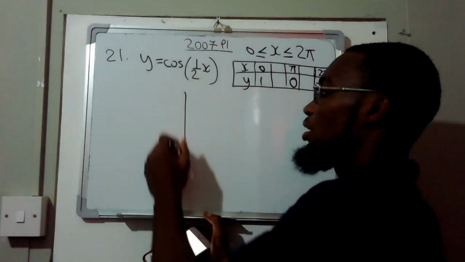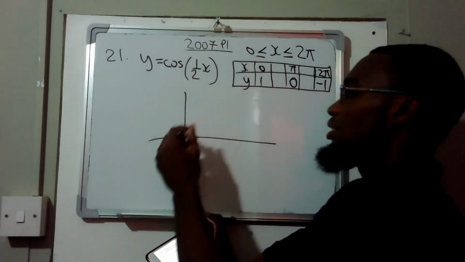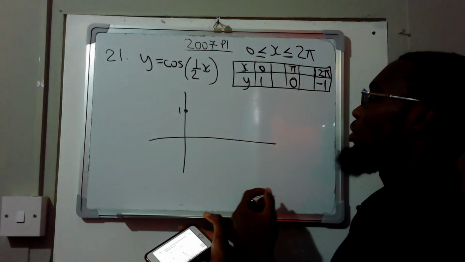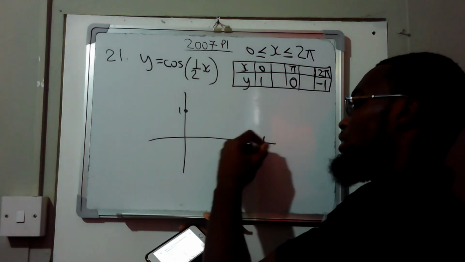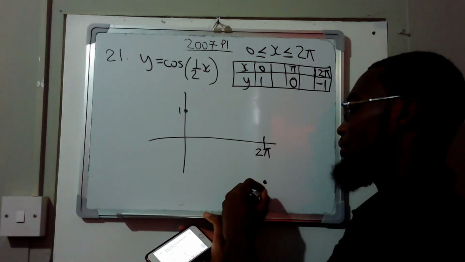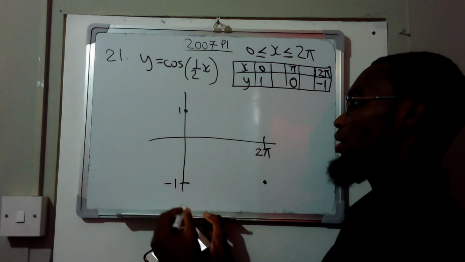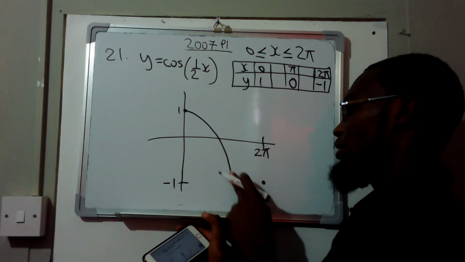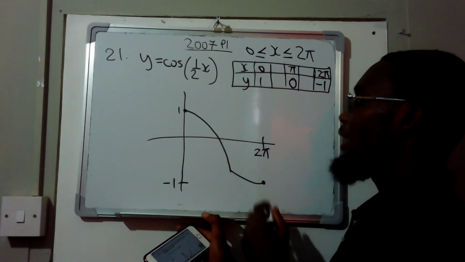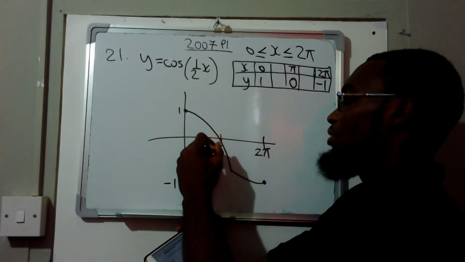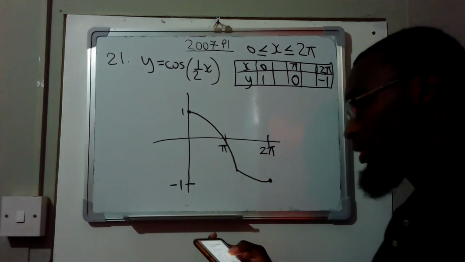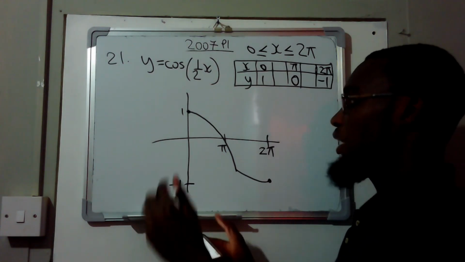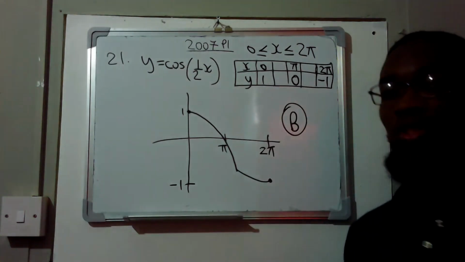So already we can see how the graph is going to look. When x is 0, the y value is 1, so this is a maximum point. When x is 2 pi, the y value is negative 1. And when x is pi, the y value is 0. Something like that. That looks like option B. That's number 21.